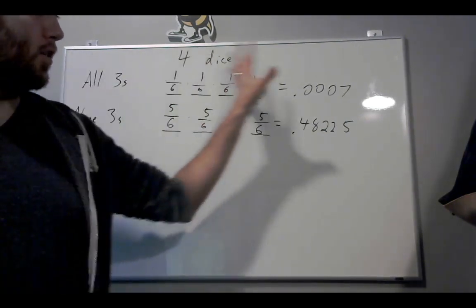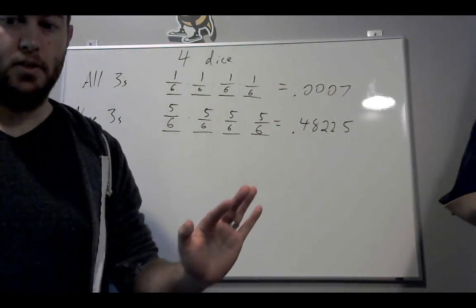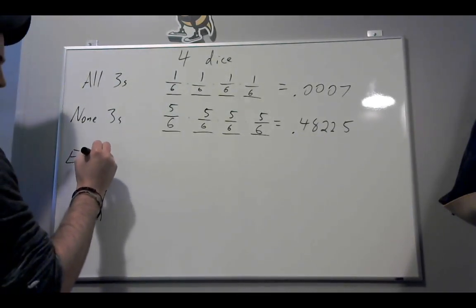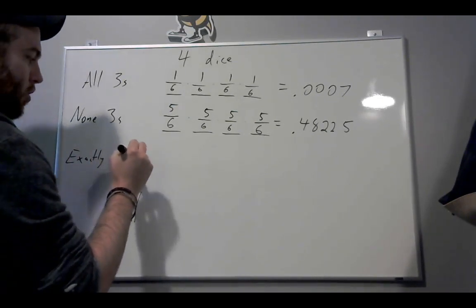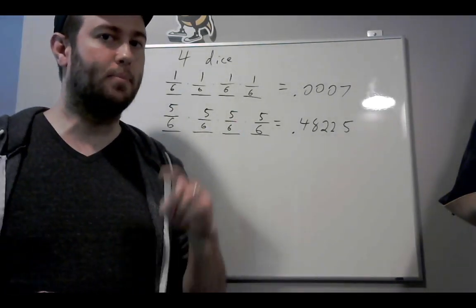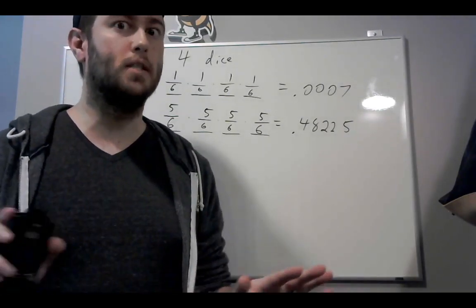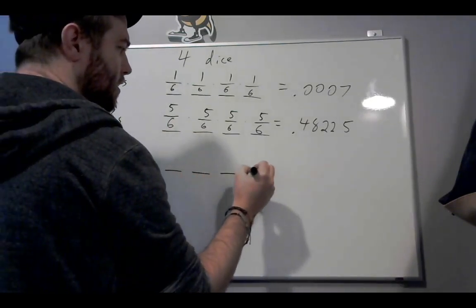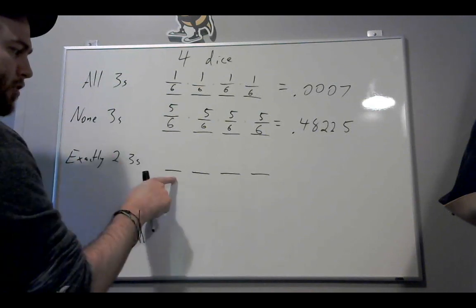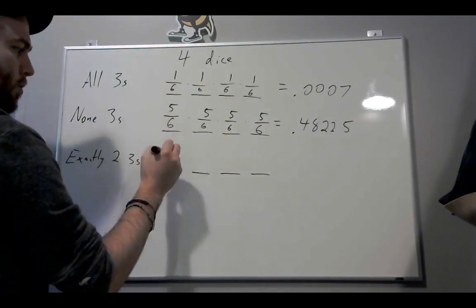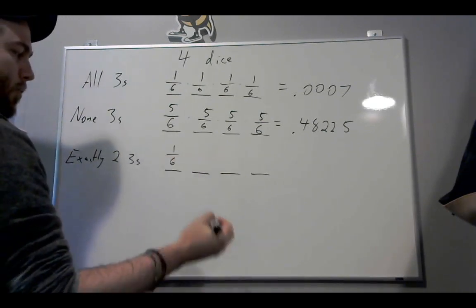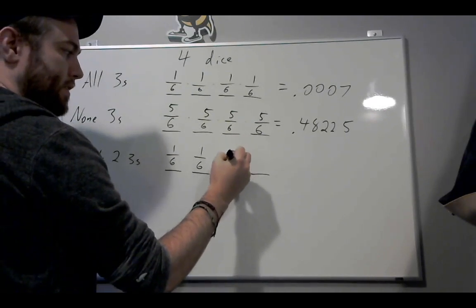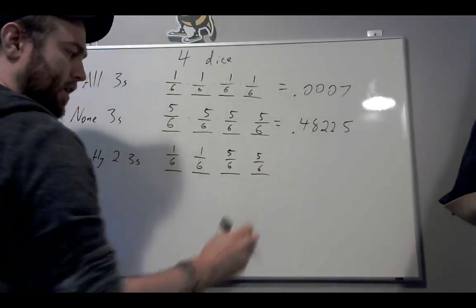Okay, so these are the pieces of math we've already done. So now, what if I ask for exactly 2 3s? I want exactly 2 of these dice to be a 3, and the other ones I don't want to be a 3. We can start here: the first one we want to be a 3, so there's a 1 out of 6 chance. For the next one we also want it to be a 3, that's a 1 out of 6 chance. The next one we don't want to be a 3, so that's a 5 out of 6. This one's also a 5 out of 6 chance.